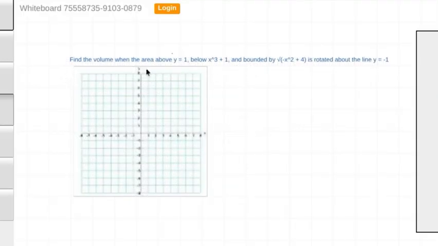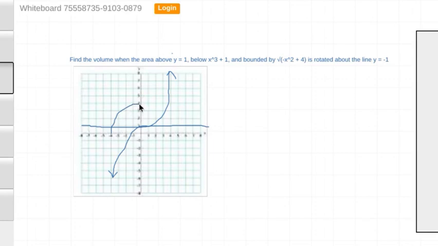So let's look at this next problem. Find the volume when the area above y equals 1, below x cubed plus 1, and bounded by root -x squared plus 4 is rotated about the line y equals -1. So let's first graph this out. This is x cubed plus 1. This is y equals 1. And this is root -x squared plus 4. Looking at the problem, it seems to be looking for this area right here, rotated about the line y equals -1. So first, to solve this, we need to find these two intersections.